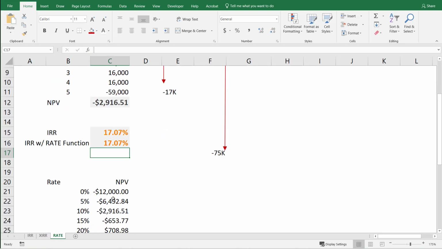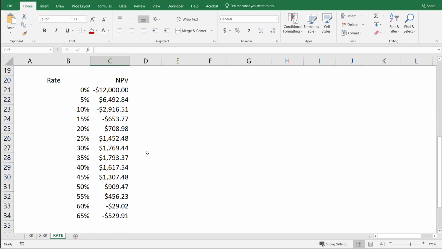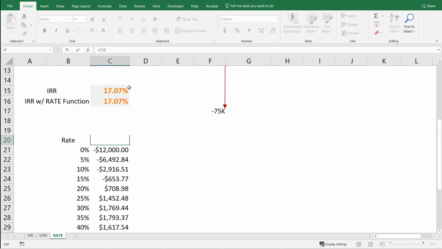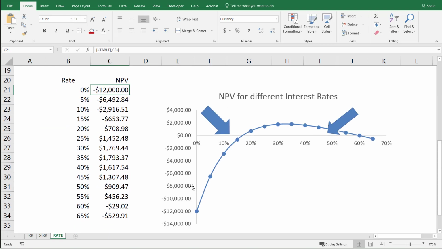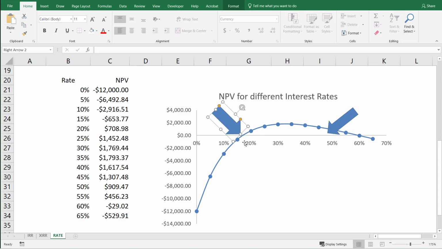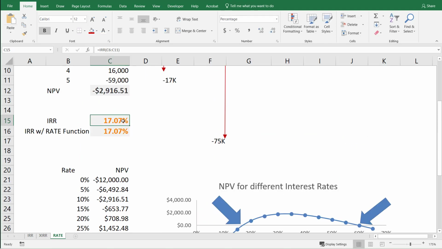I think it's important to see, and I did this using just a one variable data table. I used the rate, and then I calculated based on the rate the NPV for these cash flows. And what you can see is that when I plot this, I have 2 rates at which the NPV is equal to 0. One of them is around 17, which is what we found, but there is this other one here that is around 60.